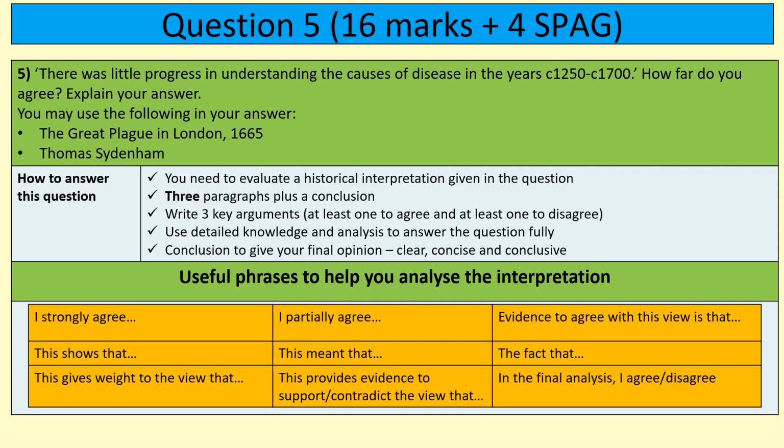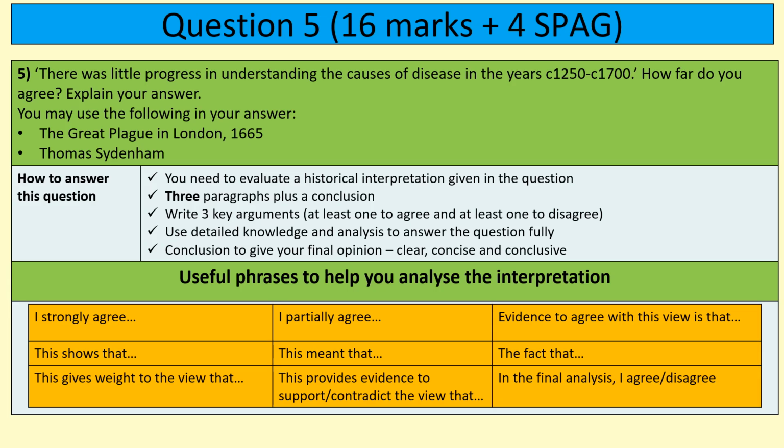In terms of how to answer this question, you're going to evaluate the historical interpretation given in the question. So let's have a look at the interpretation in this question. The interpretation is there was little progress in understanding the causes of disease in the years 1250 to 1700. And then it's how far do you agree, and then explain your answer. Now you can use the following in your answer. They give you a couple of bullet points. They've given you the Great Plague in London of 1665 and the role of the individual Thomas Sydenham.